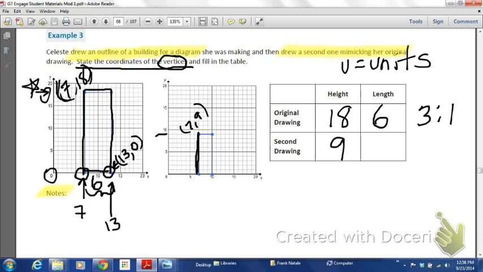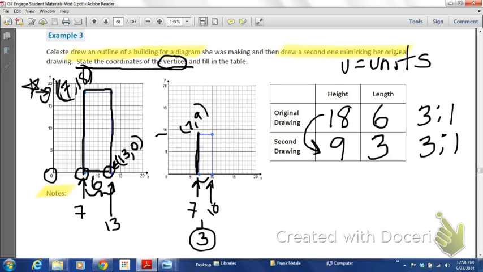Then the length goes between 7 and 10. Here's where x is 7, and here's where x is 10. So the difference between those is 3 units. If we do a ratio here of the second drawing, its ratio of height to length is also 3 to 1. We can also see that the height has been cut in half on the second drawing, and the length has also been cut in half.